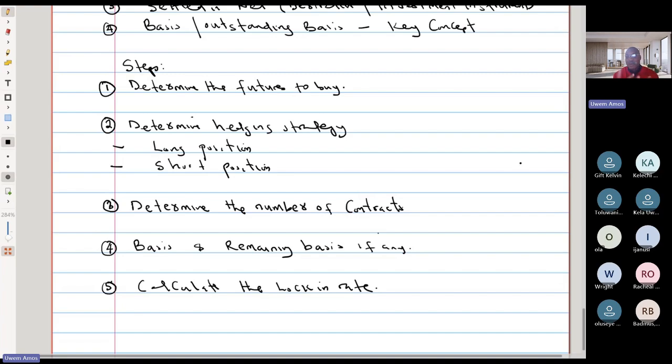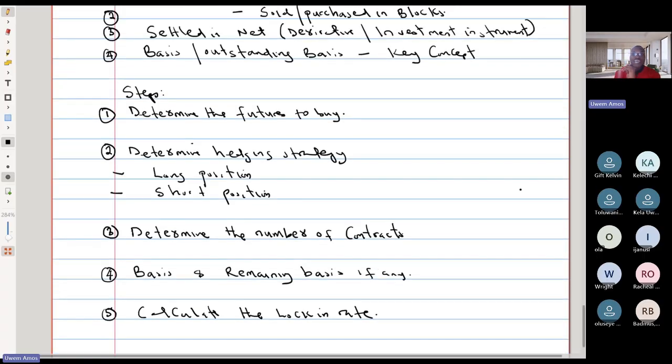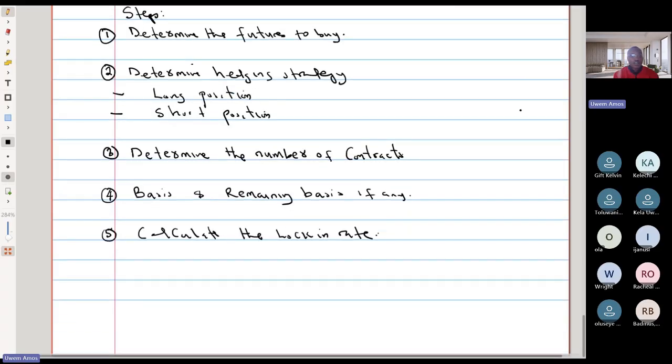If we have any fixed element, which is 90 basis points, we'll just be adding the 90 basis points for every calculation we do, because that is not a risk. That is a certain value. Okay, so let's go to our question and begin with the first step. Determine the futures to buy. That's our step 1. So let's begin our calculation right away.